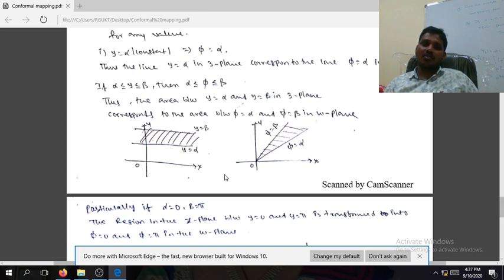Alpha is equal to 0, what happened? Alpha is equal to 0, then pi is equal to 0. Pi is equal to 0 means a horizontal line in the W plane. Okay. Yes, if I am taking beta is equal to pi, then pi is equal to pi.